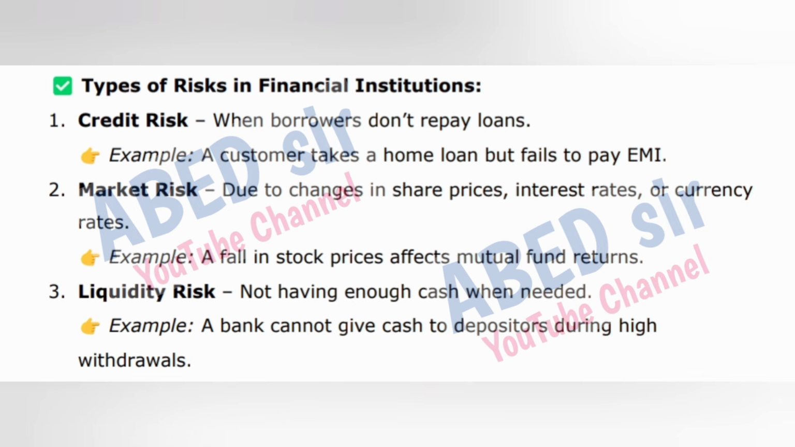1. Credit risk, when borrowers don't repay loans. Example: a customer takes a home loan but fails to pay EMI. 2. Market risk, due to changes in share prices, interest rates, or currency rates. Example: a fall in stock prices affects mutual fund returns. 3. Liquidity risk, not having enough cash when needed. Example: a bank cannot give cash to depositors during high withdrawals.